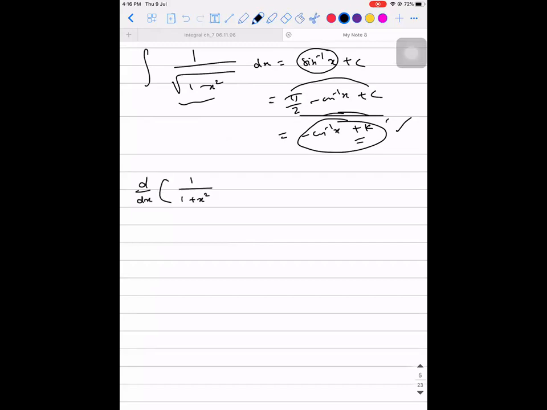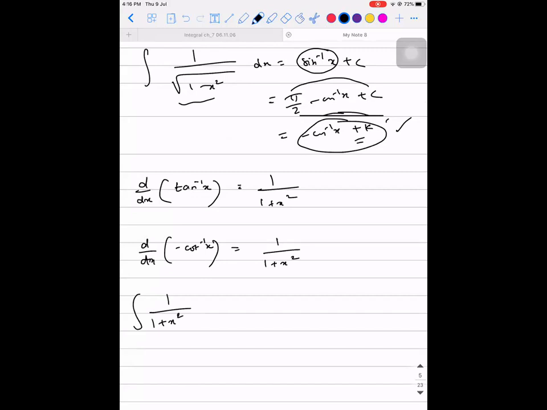In a similar way, what will happen to the other inverse trigonometric functions? The derivative of tan inverse x is 1 by 1 plus x square. The derivative of minus cot inverse x is also 1 by 1 plus x square. So the integral of 1 by 1 plus x square dx, what should I write it as?